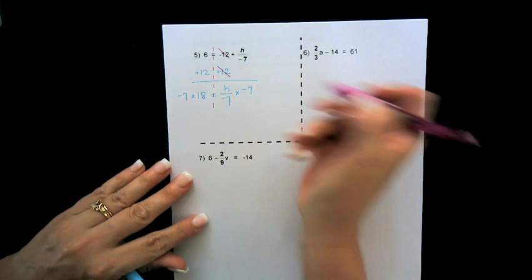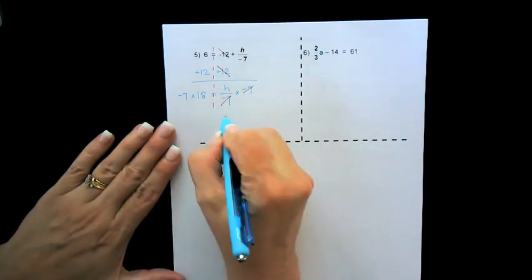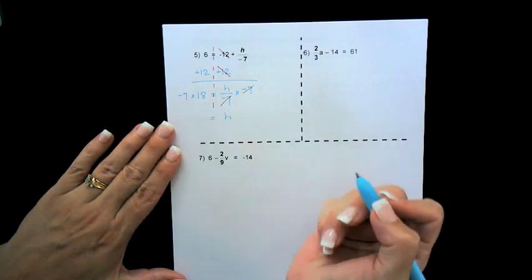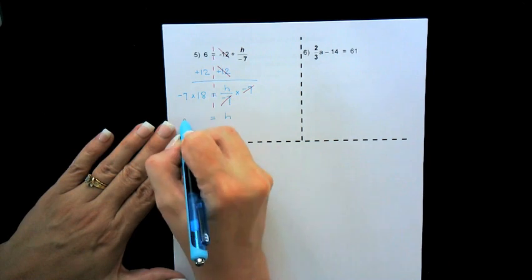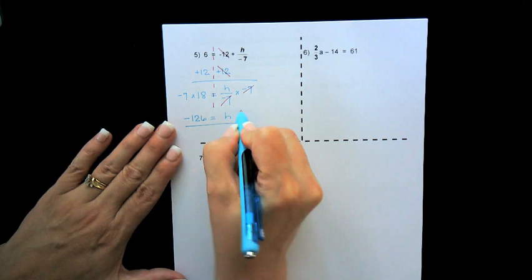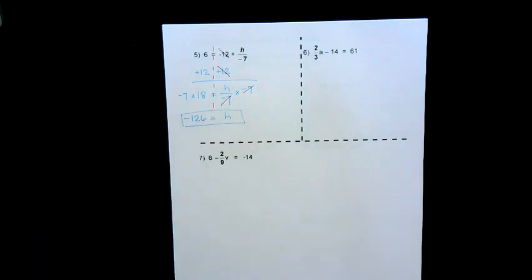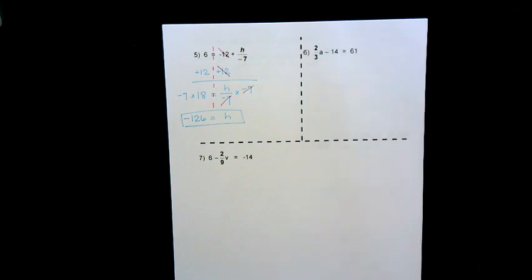So multiplying by -7 and dividing by -7 cancel each other out to give me just an h. And then if I multiply -7 times 18, feel free to use your calculator there, I get -126. Okay. All right.